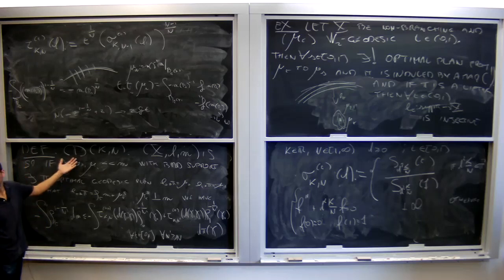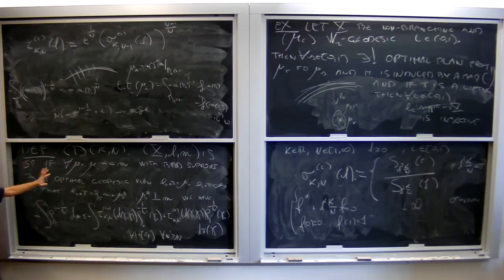And of course, a theorem by Sturm: a Riemannian manifold satisfies CD-KN if and only if the Ricci curvature is greater than K and the dimension is at most n. The meaning has to be there, otherwise we are speaking of nothing.